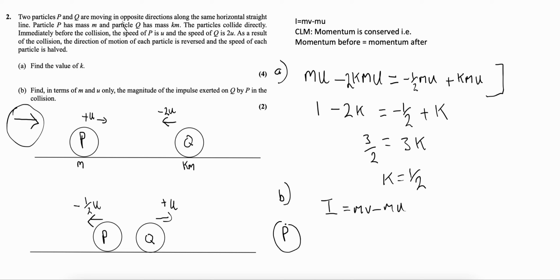So for P, our impulse will be, so the mass is m, the final velocity is minus a half u, minus the mass, m, and the initial velocity is u. So we have minus 3mu over 2. And that will get you the second mark. If you got that, well done.